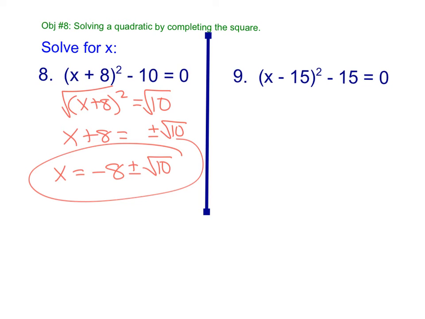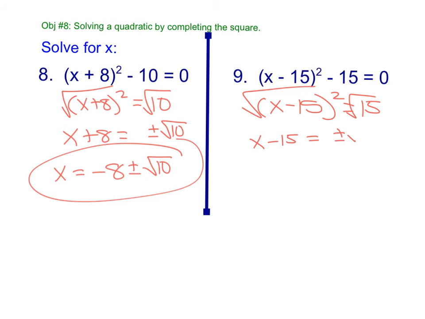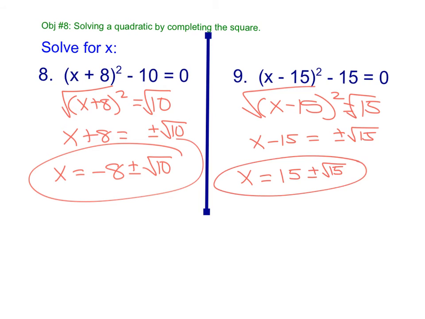Do not combine that negative 8 with the root 10. Those do not go together. It's like 8 plus x. Can't do it. All right, try number 9 on your own. Pause the video. So I'm moving the 15. Square root of both sides. When you take the square root of an x, you have to put plus or minus. And then add 15 to both sides. So 15 plus or minus root 15. Done.